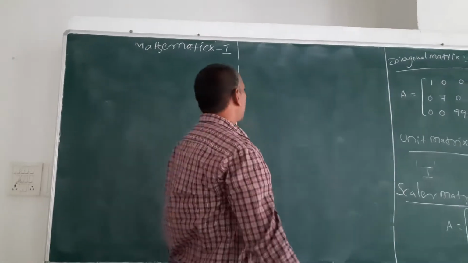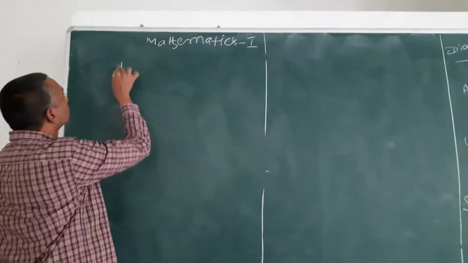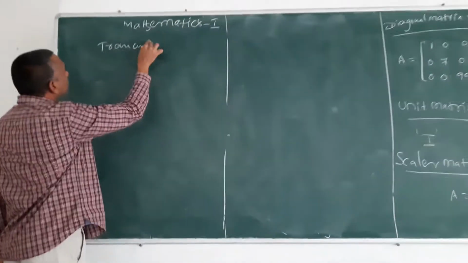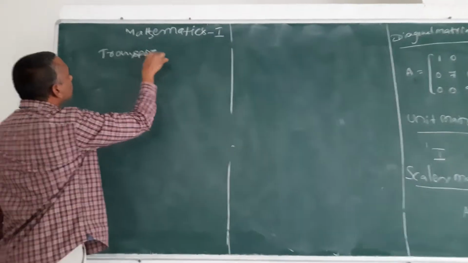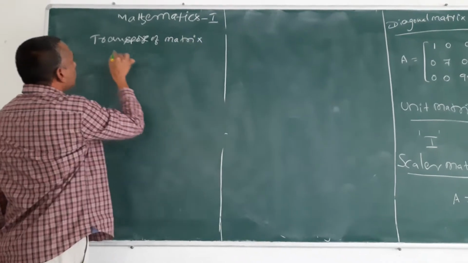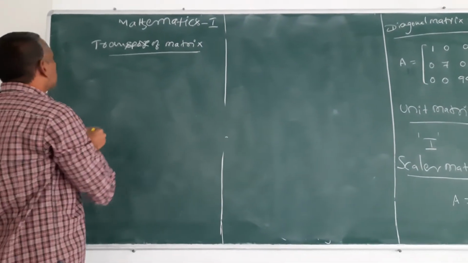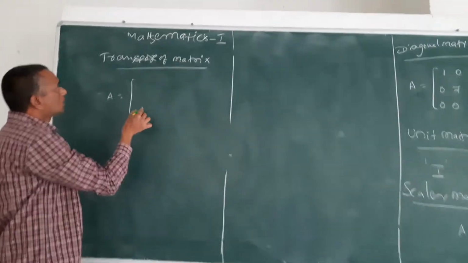Next, transpose of a matrix. What is the transpose of a matrix? A matrix obtained by interchanging the rows and columns is called the transpose of a matrix.